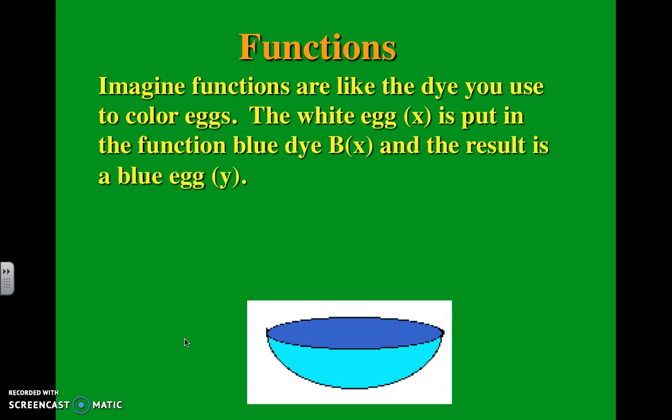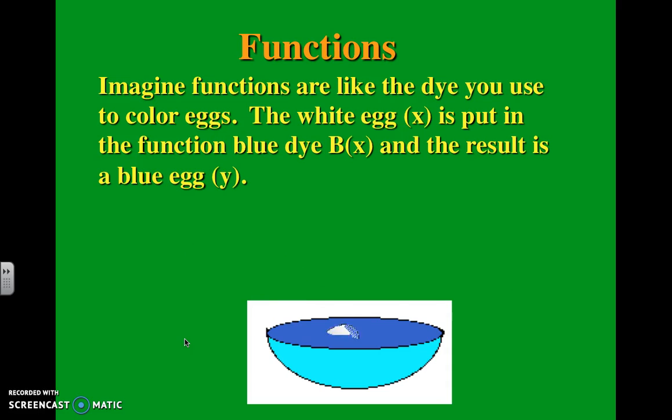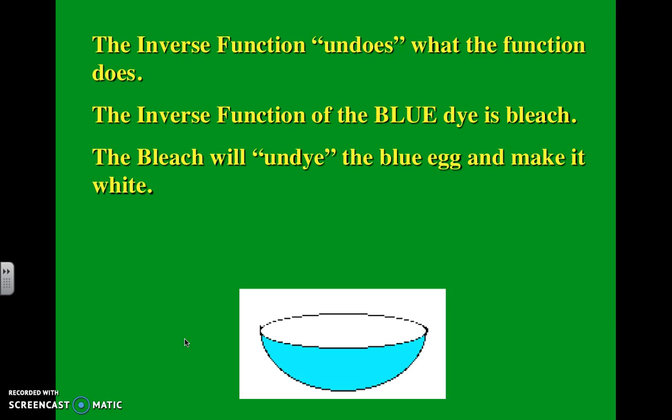So, basically what you want to think is imagine you have this bowl of blue dye, and that's your function, and your egg is your input. You input it into the bowl, and it comes out blue. That's what a function does. An inverse function reverses that whole process. So you'll hear me a lot of times call it a reversing function because it reverses the whole process. So our blue egg would go through the inverse function and come out white again. Let's go backwards a second. Regular function went from white to blue. Inverse function goes from blue to white.